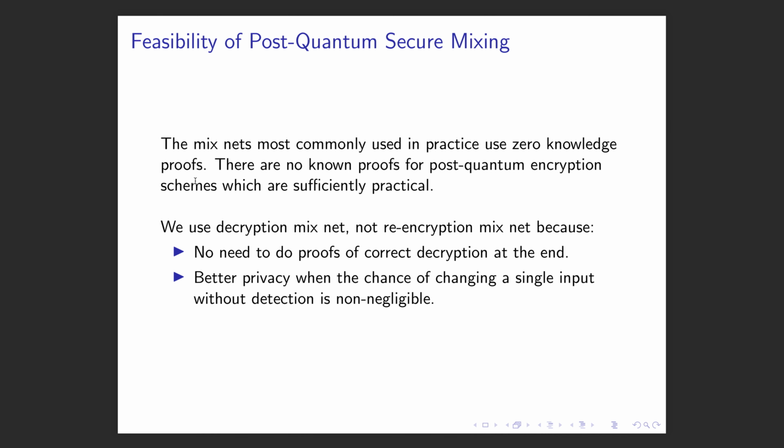Okay, so at the moment, the mixnets most commonly used in practice use zero-knowledge proofs. They have basically zero-knowledge proofs that are very efficient for the fact that this thing was shuffled correctly. The problem is that these zero-knowledge proofs rely upon strong homomorphic properties of the encryption scheme which aren't there in the post-quantum versions. So the result is that there's no known proofs for post-quantum encryption schemes, proofs of correct shuffle, which are sufficiently practical for use.